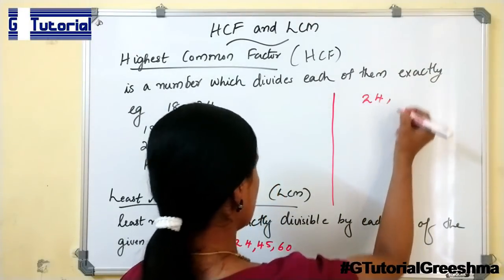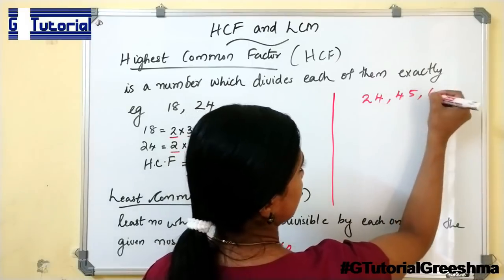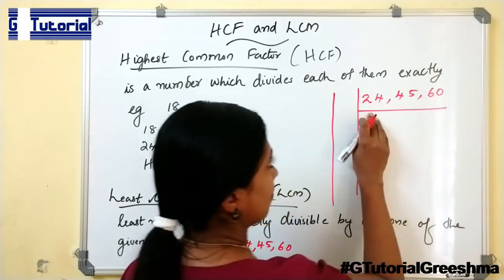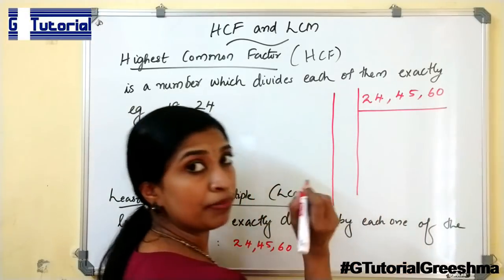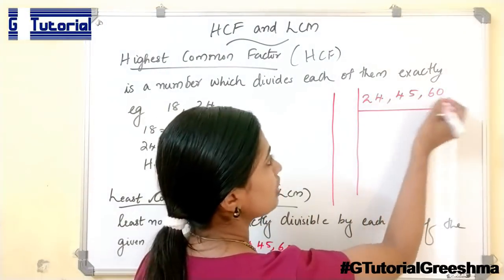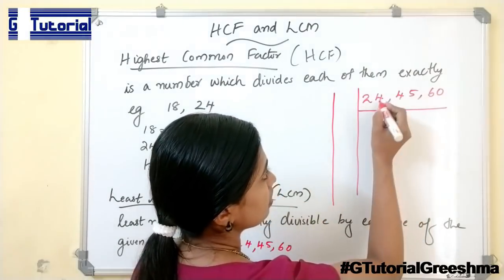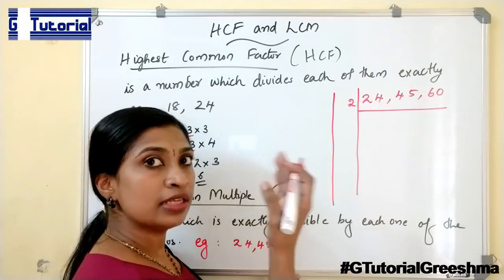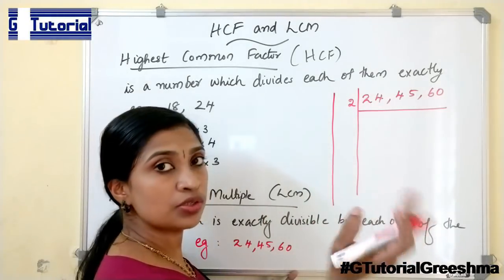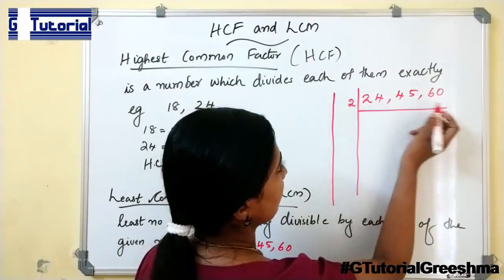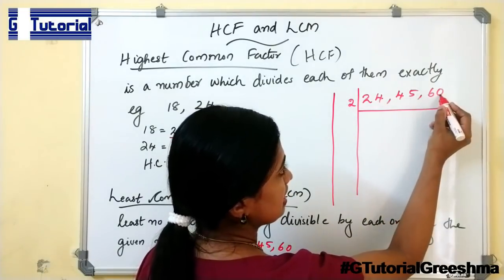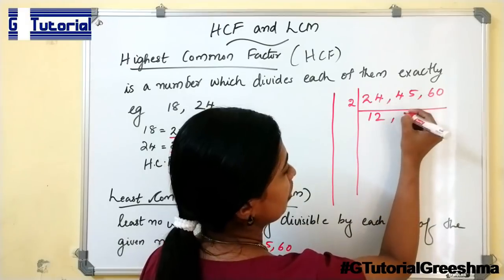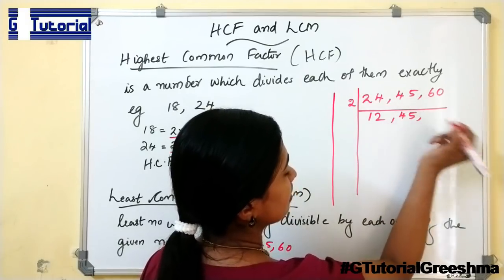24, 45 and 60. We are dividing this by a prime number which divides any of these numbers. So let us start with 2. 2 is a prime number. Next prime number is 3, then 5, 7, 11 and so on. So first let us divide this by 2, since 24 and 60 are divisible by 2. 2 12s are 24, we cannot divide 45 by 2, so we are writing it as such.